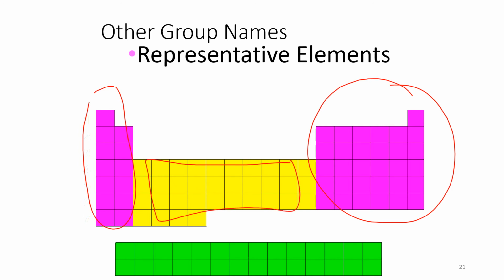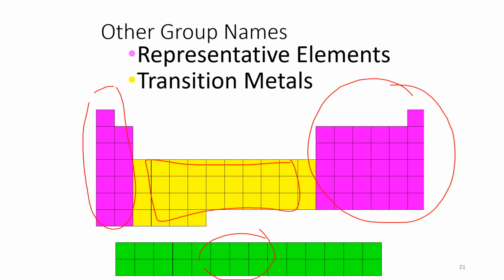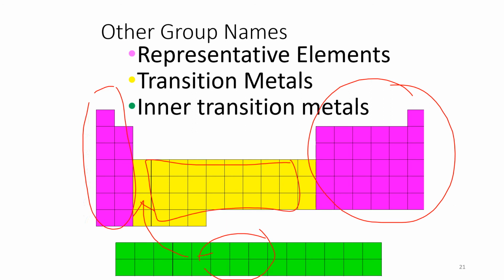The middle part, we already know, are called our transition metals. And these bottom 2 rows that have been pulled out are called the inner transition metals. Your inner transition metals actually live within the transition metals, hence their name. They are metals, and they are to the left of that bold line that's on our periodic table.